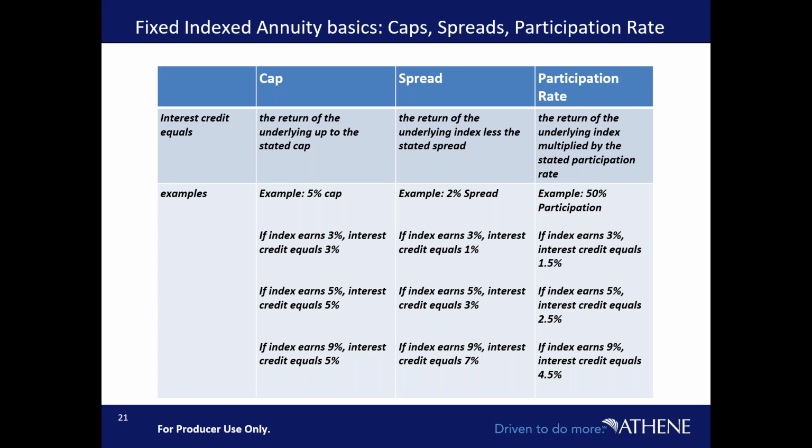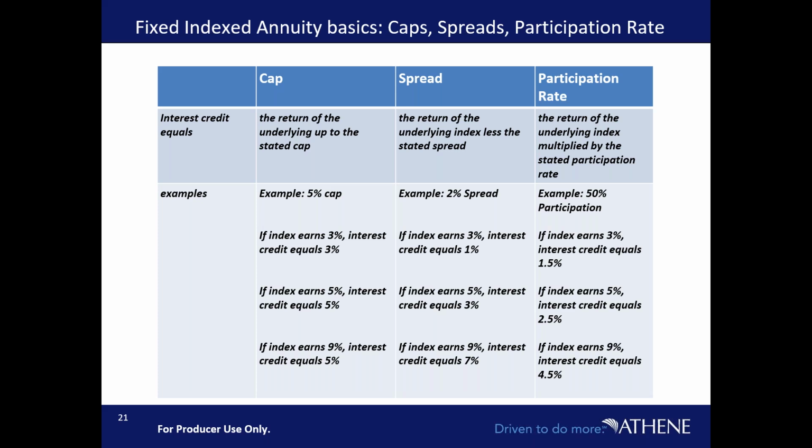The interest credit equals, if you have a cap, the return of the underlying index up to the stated cap. So the example is, if the cap is set at 5% and the index earns 3%, the client will get the full 3%. If the index earns 5% and the cap's 5%, they'll earn that full 5%. Now, if that index did 9% and we had a 5% cap on it, interest would be credited at 5% because the interest is capped at 5%. A cap is going to put an upper limit on what the clients can earn.